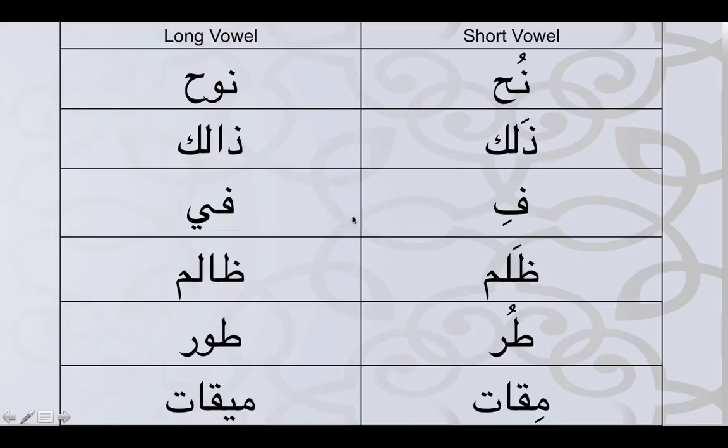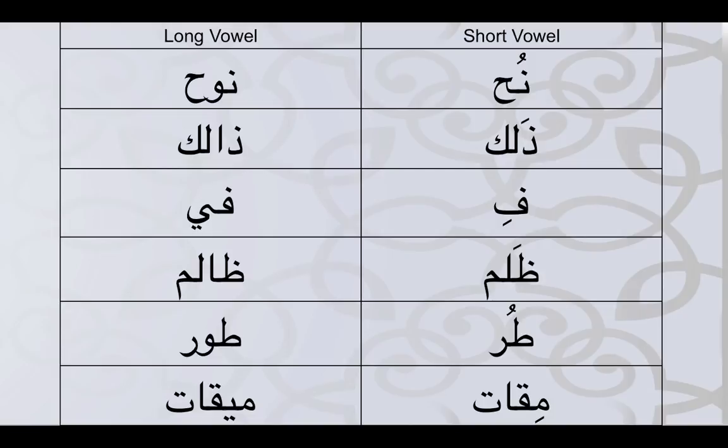Fi, fi, fi. So the short vowels are just movements, very quick. The I, the U, the I, U, I. But the long vowels are longer. They're U, they're A, they're E. I hope you're starting to understand or hear the difference.